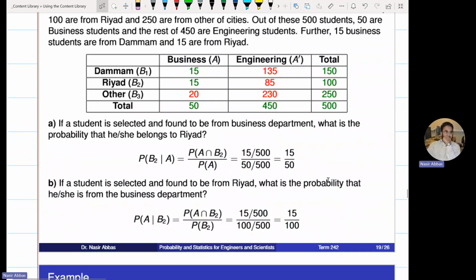Let us quickly have a flavor of the question. Read part A. It's the same data. If a student is selected and is found to be from the business department, what is the probability that he or she belongs to Riyadh? Found to be from the business department. So conditional event comes at the end, after the given sign, right? The given information comes at the end. What is required comes in the beginning.